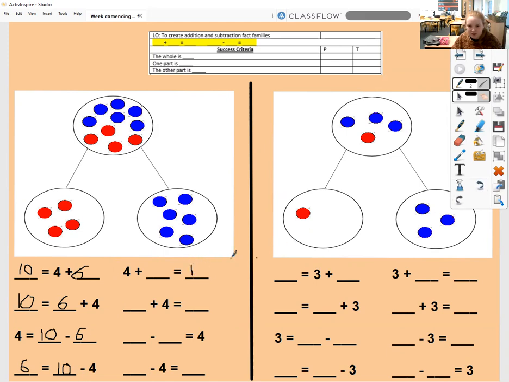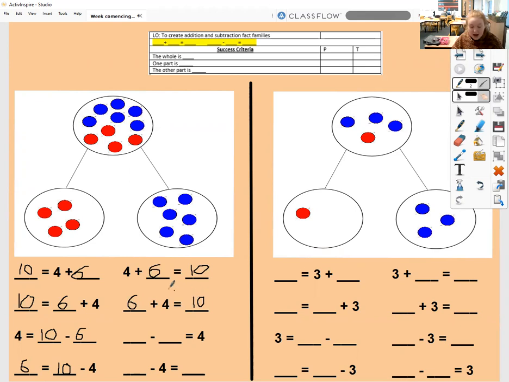Oh, that's not very good. There we go. So my whole is 10. My first part is 4. My other part is 6. Fantastic. And let's have a look at that again. So now it's telling me that my other part is 4. So I know that my first part must be 6. And I know that my whole is 10.